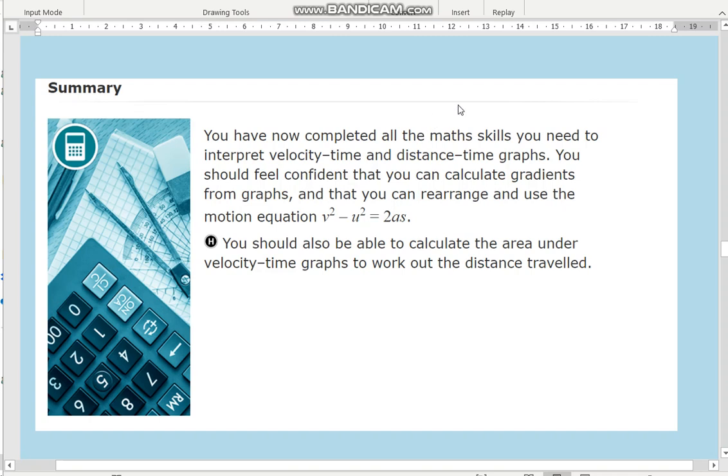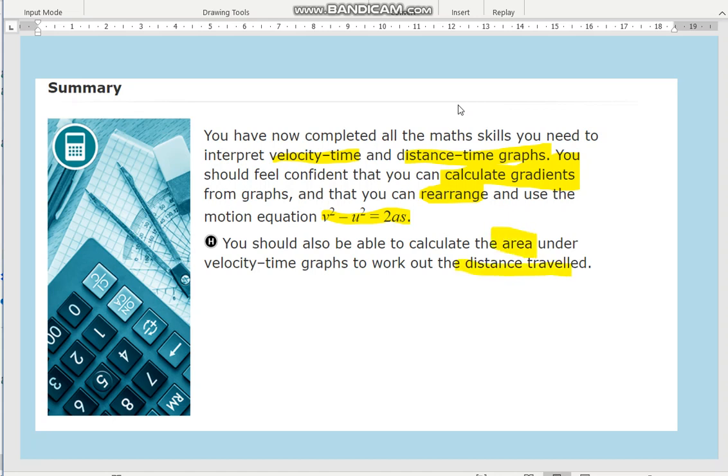So in summary, you've now completed all the math skills you need to interpret velocity time and distance time graphs. You should feel confident that you can calculate gradients from graphs and that you can rearrange and use the motion equation v squared minus u squared equals 2as. You should also be able to calculate the area under velocity time graphs to work out the distance travelled, and that bit is for higher tier only.